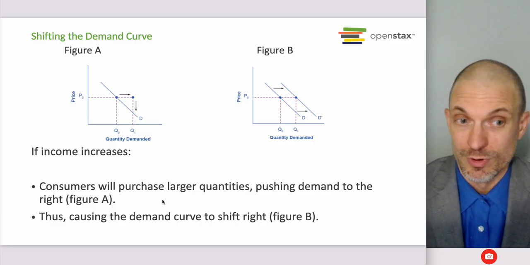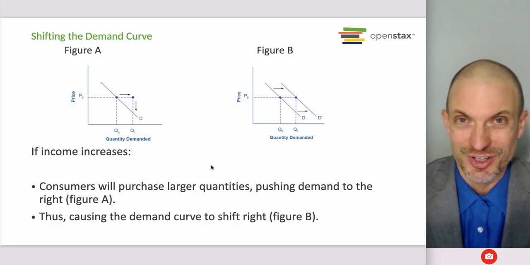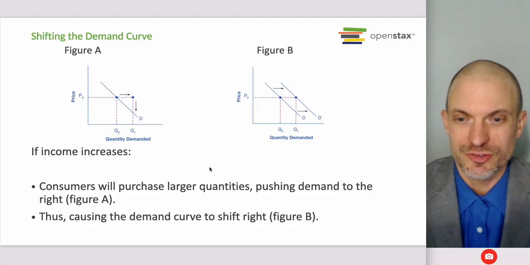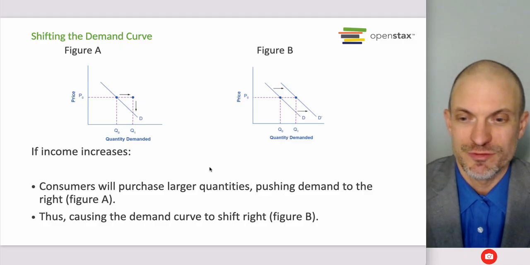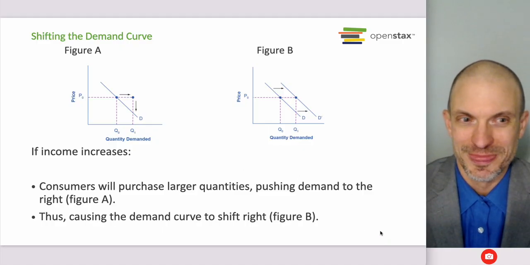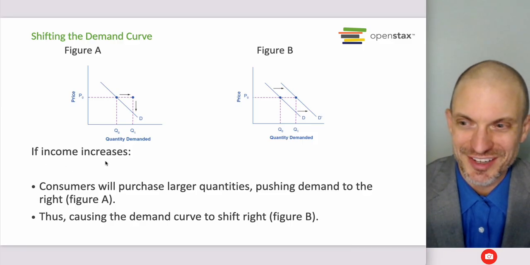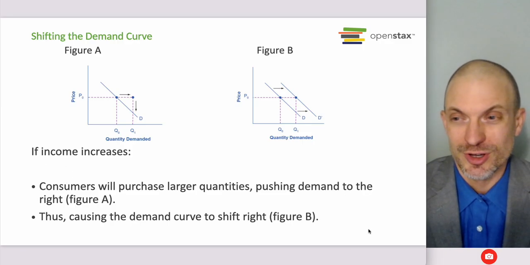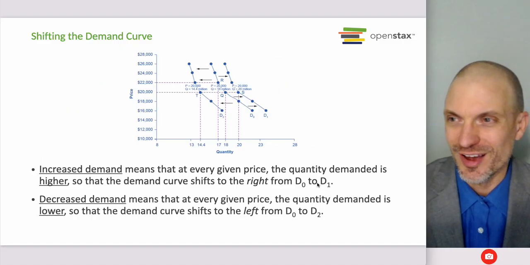Oh, only if we have a normal good. A normal good is one for which as income increases, consumers buy more. If you have an inferior good, as income increases, consumers buy less. If you have a normal good, as income falls, consumers buy less. If you have an inferior good, as income falls, consumers buy more. So that's actually really important. This says if income increases, this is true if we're assuming we have a normal good. I hope they make that distinction later on in here.